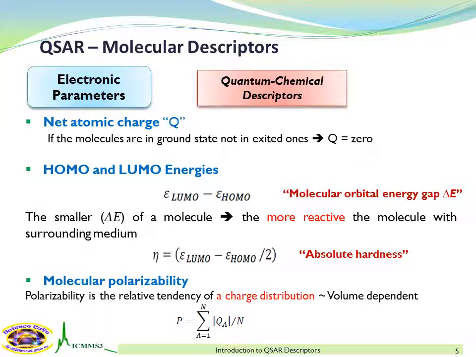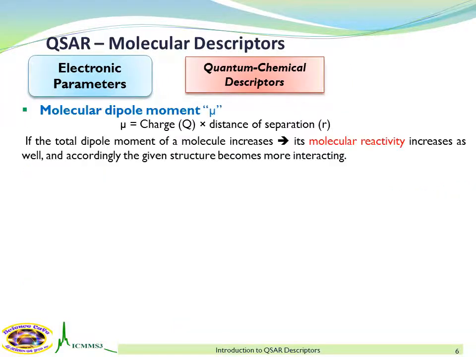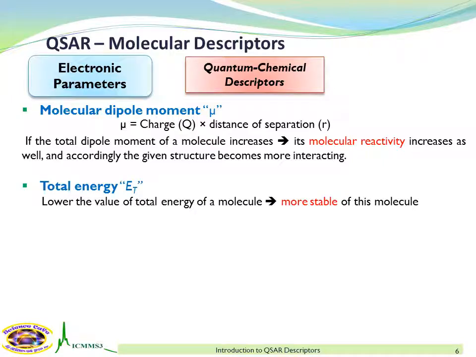Also, molecular polarizability, which is the tendency of the charge distribution, so we have information about the volume of the structure to interact with the biological system. Molecular dipole moment, which is equal to charge separation, gives information about the molecular activity. If the total dipole moment of the molecule increases, its molecular activity increases, and it will be able to interact with the other tissue.